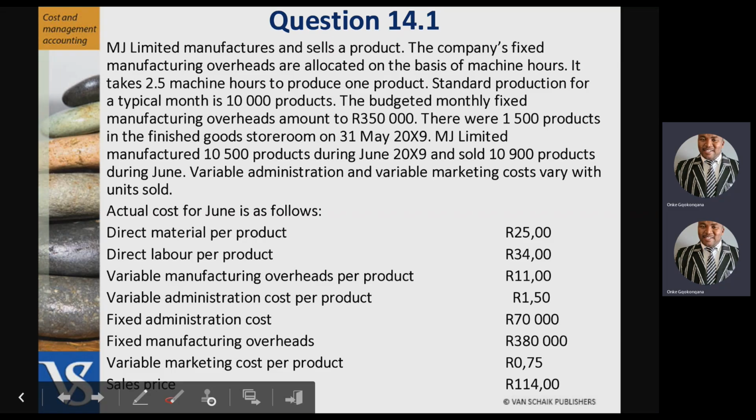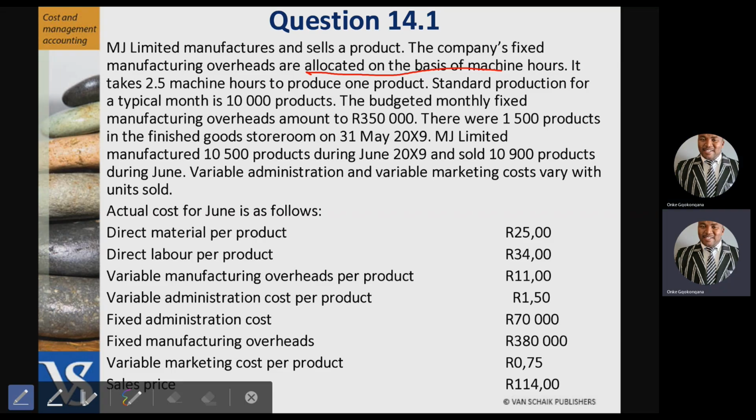MJ Limited manufactures and sells a product. The company's fixed manufacturing overheads are allocated on the basis of machine hours. So that's very important information. We need to know that allocation base. What do we use to allocate our manufacturing overheads into the production? It takes 2.5 machine hours to produce one product. Standard production for a typical month is 10,000 products or units. The budgeted monthly fixed manufacturing overheads amount to 350,000.